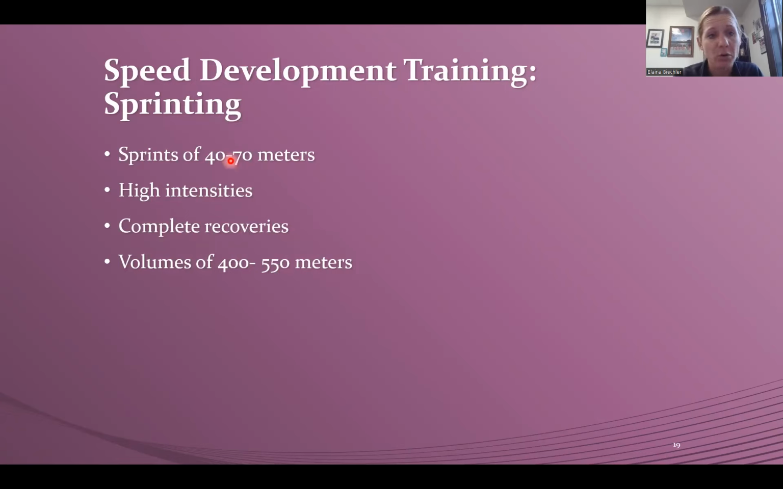So again, if I'm doing 40s, maybe I do 10 by 40 to get to that 400 meters. If I'm doing 70s, maybe I'm doing 6 by 70s to get to this, or maybe it's some sort of combination. I'm going to do 40, 50, 60, 70, and then back down or something. So again, lots of different ways to slice this to get to that total volume, but the main elements: high intensity, complete recovery.